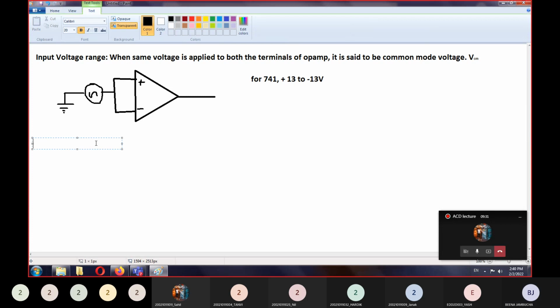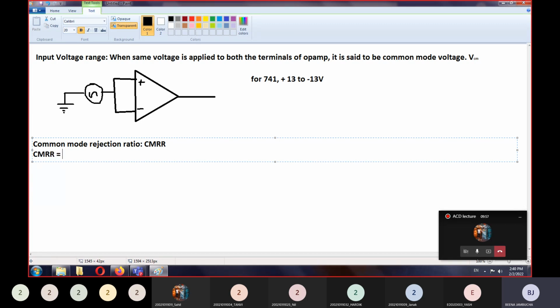The next term is a very important parameter known as common mode rejection ratio. You can also call it CMRR. So CMRR is given as differential gain divided by common mode gain.